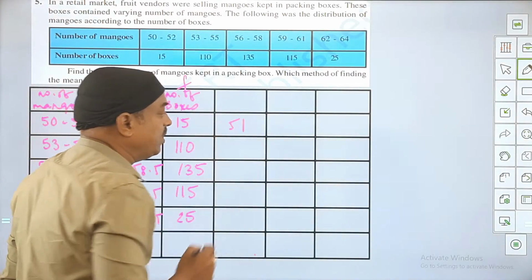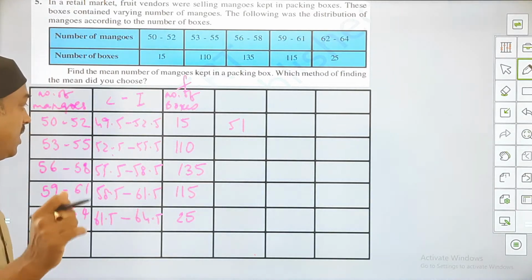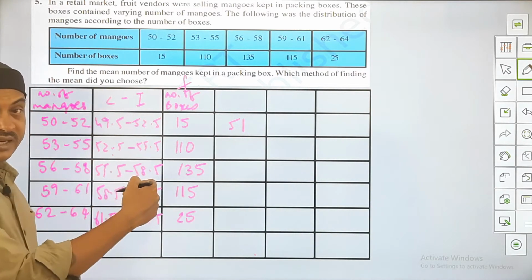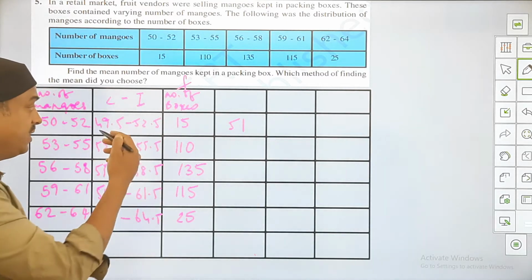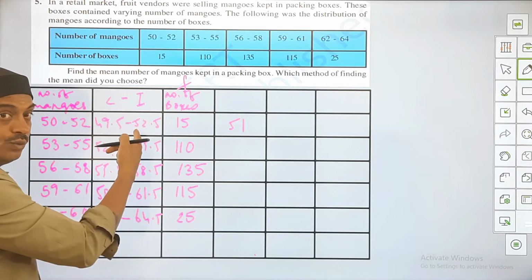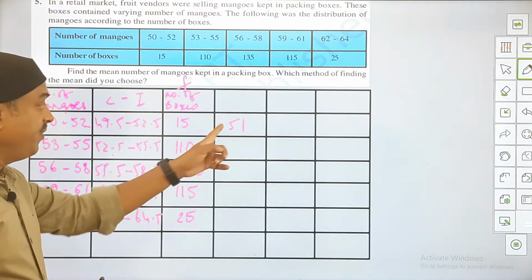So here is the mid value. How do we get the mid value? We all know, we have already done this: lower limit plus upper limit divided by 2. Fair enough? So I did that and I got 51. The sum of these two numbers is 102, and divided by 2 it is nothing but 51.